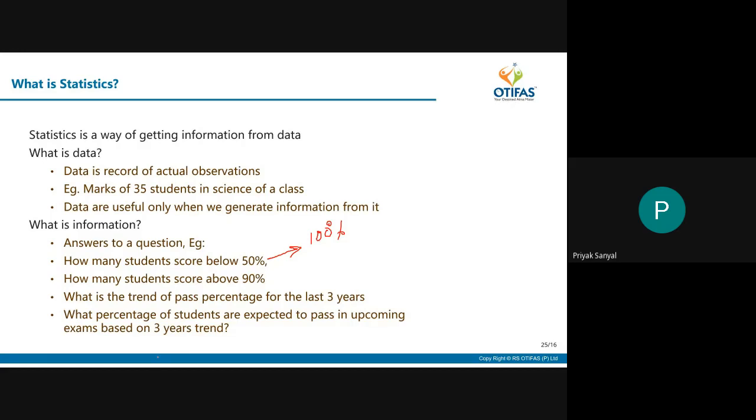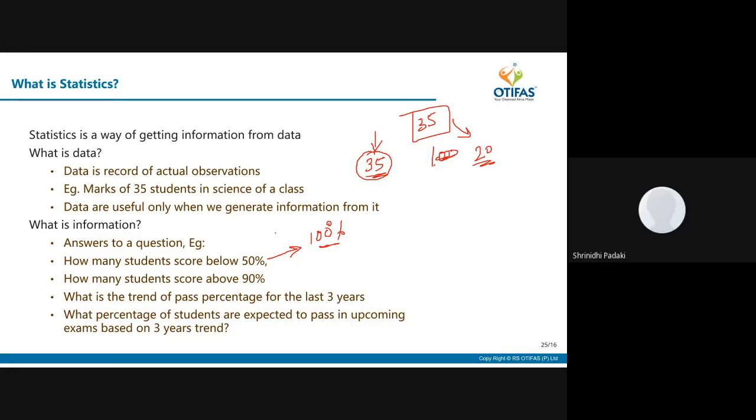No, sir. Suppose you have marks of 35 students. I am going to generate the data from these 35 students. Now, out of 35, from the data, I found that 20 students score below 50. So I get the right answer or not? 100% right from the data?